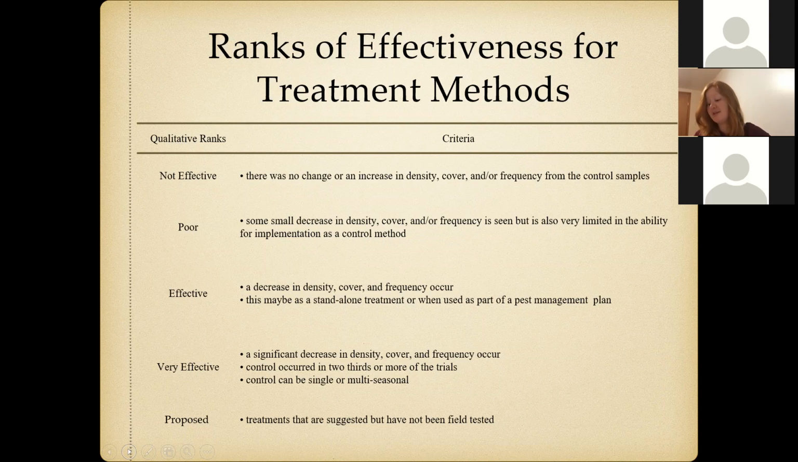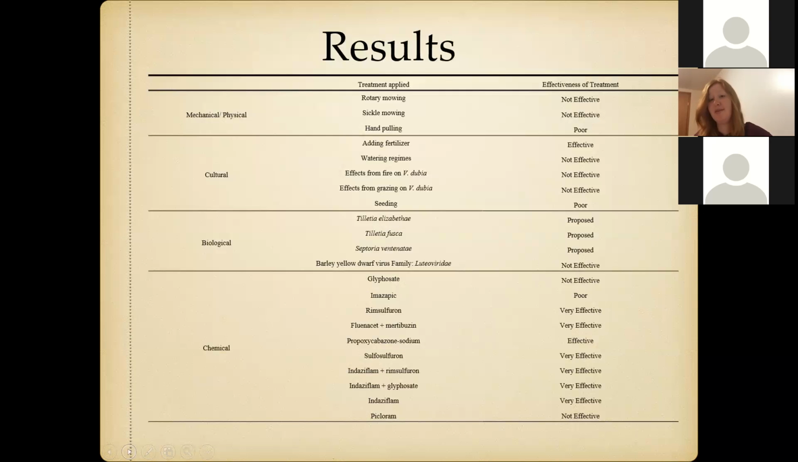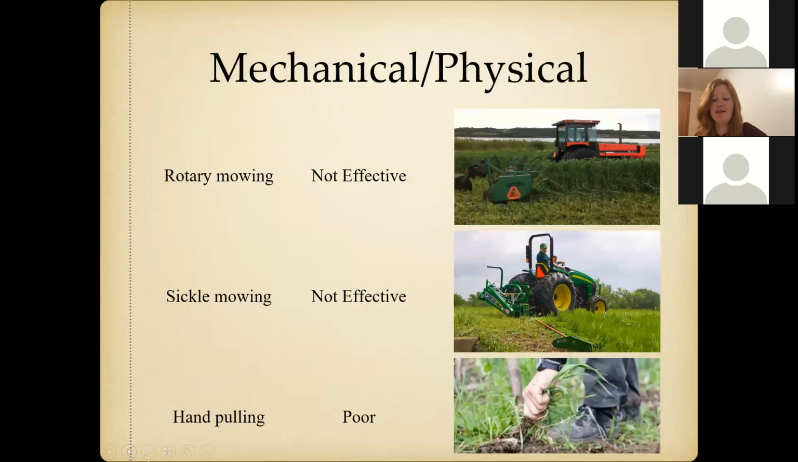Moving into the results and discussion of this presentation, I plan on addressing each of the treatment methods, the mechanical/physical, the cultural, biological, and chemical, each separately, and then look at each of the treatments within that category and rank their effectiveness. So for mechanical/physical treatment methods, both the rotary and the sickle mowing were deemed to be not effective. These actually, when applied, showed an increase in cover of Ventenata dubia. The hand pulling, though, was ranked as poor. Though we did see a decrease in cover, this was mostly due to the fact that it's really limiting how much of this we could actually do. It needed to be very consistent every year, and it was not feasible on a larger scale. So it was really limited to very small infestations.